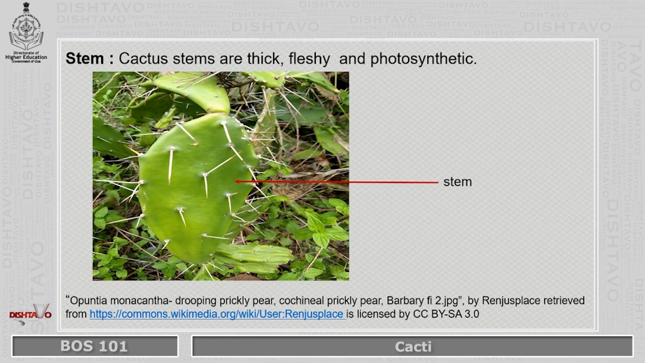Now besides storing water, the stem of the cactus has one more important role to play, that is it takes part in the process of photosynthesis. You all must be aware that in most plants, leaves take part in photosynthesis, but in the case of cactus, since it does not have true leaves and instead has spines, that function is performed by the stem. So this is also an unusual characteristic of cactus, that is its ability to photosynthesize by using the stem.